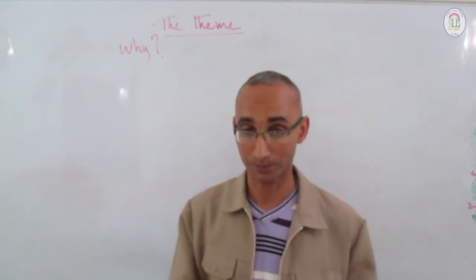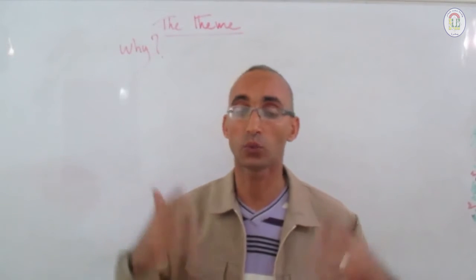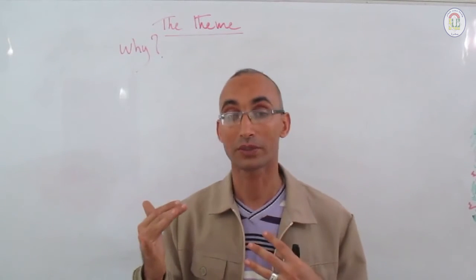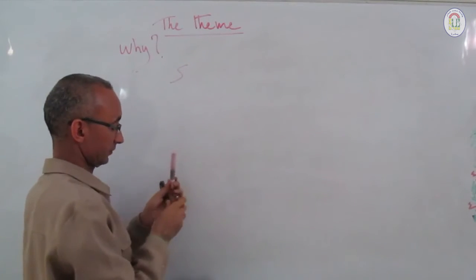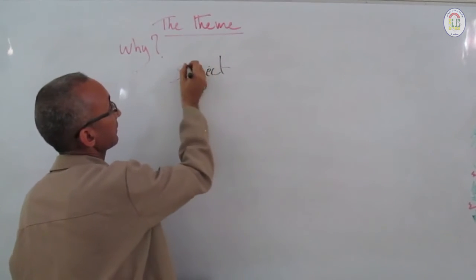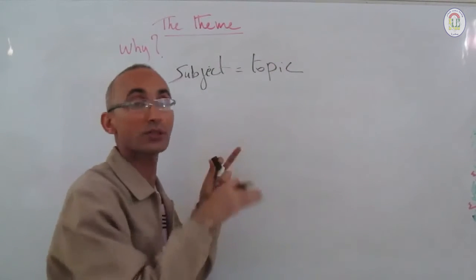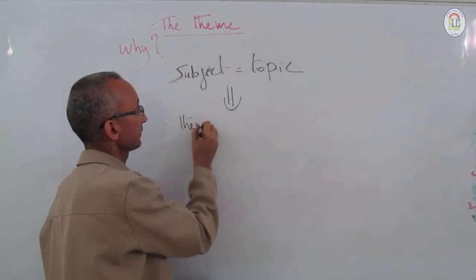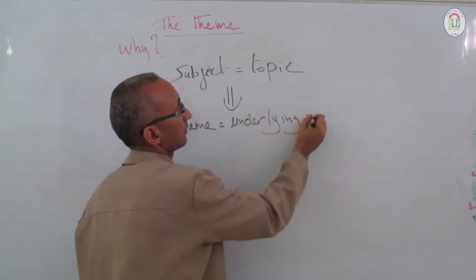Now these themes, of course, are widely expressed in different literary works. But we also want to mention another important term. First, we have the subject of any story, which means topic. Clear? Then, in the folds of this subject and topic, we will find our theme, which is the underlying message.